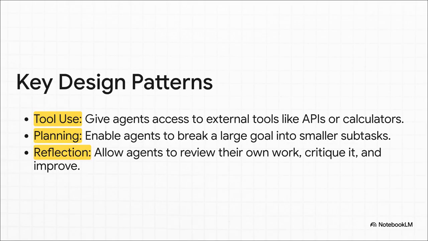So what's the magic behind these projects? Well, it all comes down to a few key design patterns, and Andrew Ng lays these out perfectly. The first one is tool use. That's literally just giving your agent a tool, like a calculator or a search API. Then there's planning. This is how an agent takes a huge goal and breaks it down into small, manageable steps. And finally, reflection. That's that self-correcting superpower we talked about, where an agent can look at its own work, find the flaws, and actually fix them.